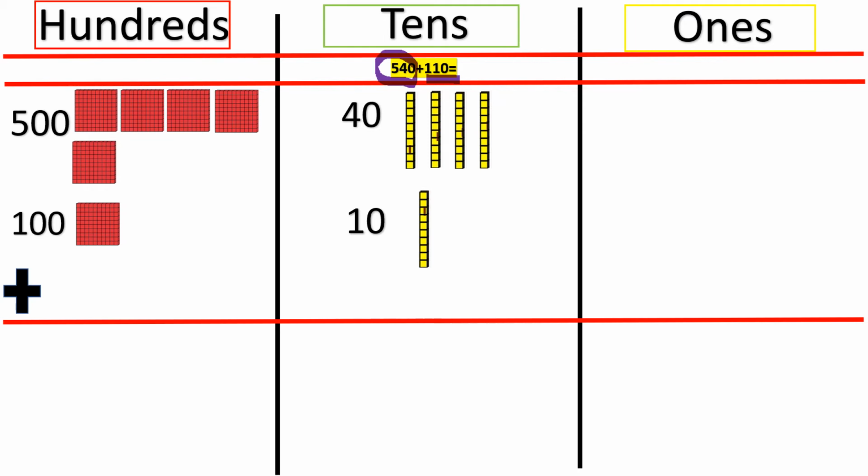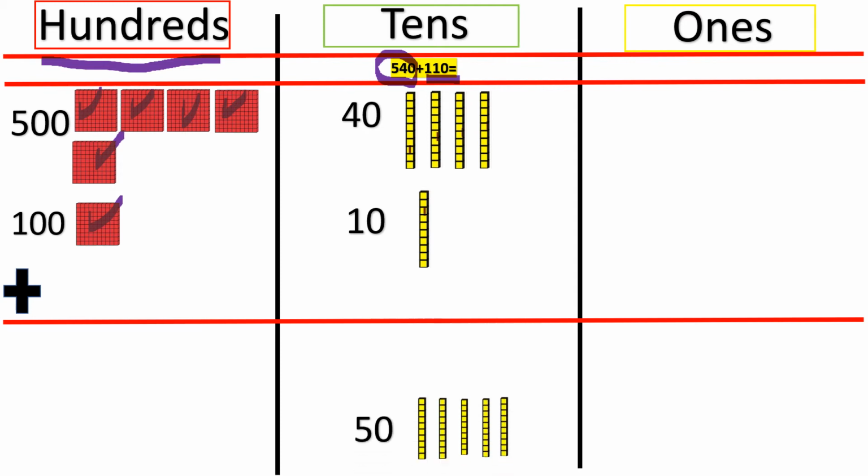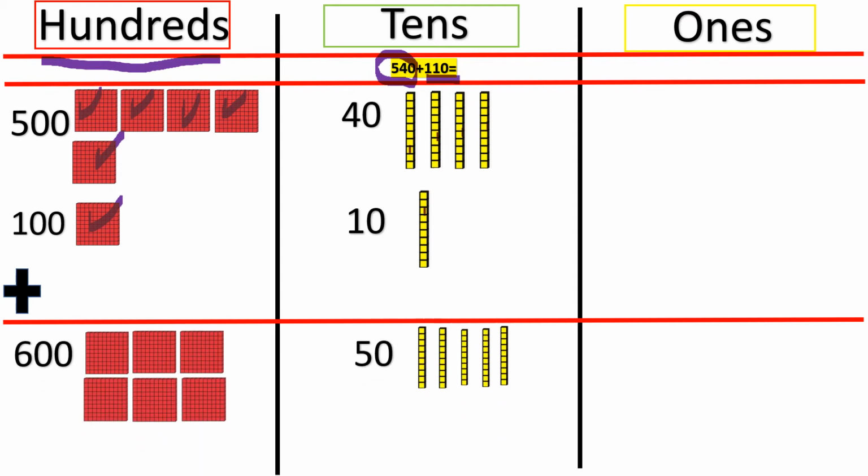Then you can start adding your hundreds. We have 500 plus 100. Count the counters by 100. 100, 200, 300, 400, 500, 600. So 540 plus 110 equals 650.